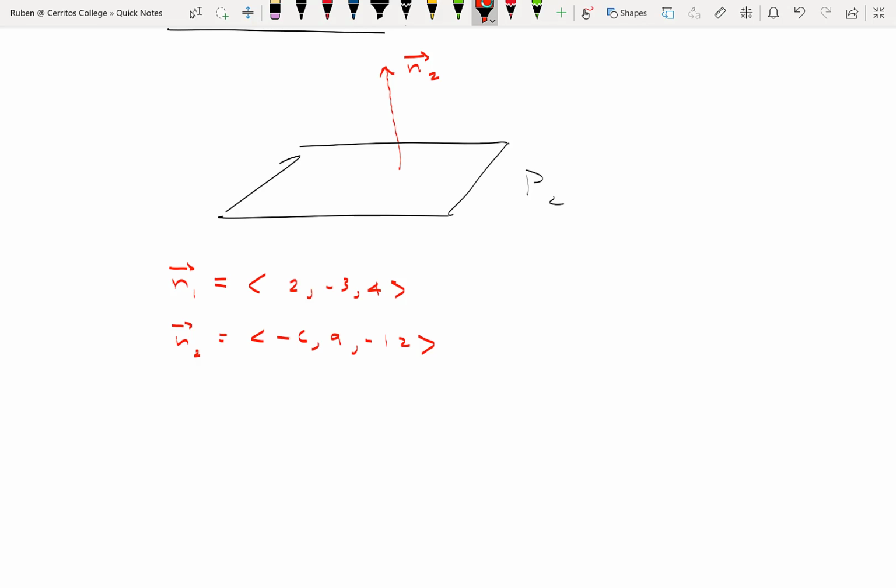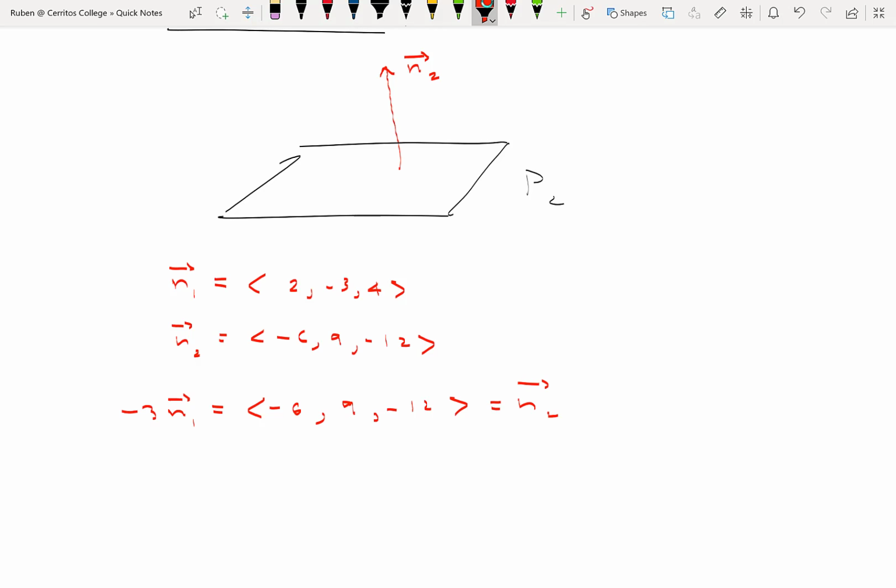So let's see, are these two vectors parallel? Well, just look at the first components. In order to turn that 2 by multiplication into 6, I need to multiply by 3. So let's see what 3 times n1 turns out to be. Oh, let's say negative 3 times n1. Negative 3 times 2 is negative 6. Negative 3 times negative 3 is 9. Negative 3 times 4 is negative 12. And that is exactly n2.